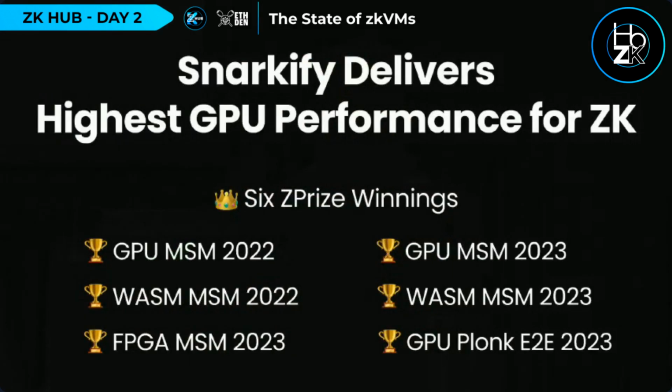Another point is that if you look at the 2022 winnings as well as the 23 winnings, you can observe a trend because the bottom right one, there is a Plonk end-to-end. In this talk, I will review the development of GPU acceleration in the ZK field, like the history of GPU acceleration in ZK. It's basically from optimizing small kernels like MSM and NTT, and eventually go to end-to-end proof generation, and finally reaches the zkVM stage.